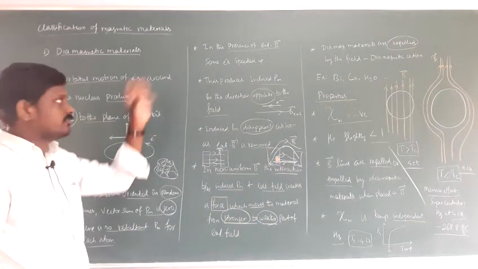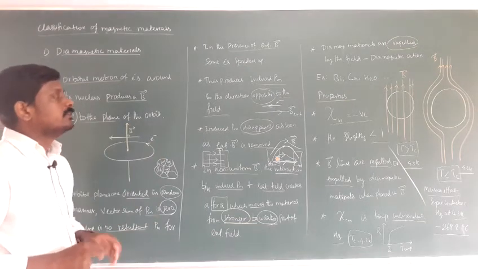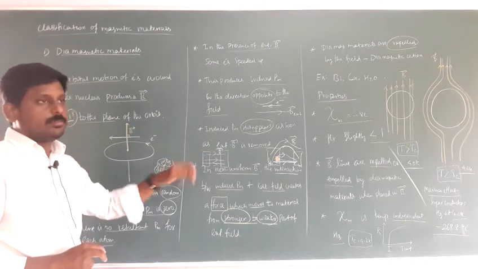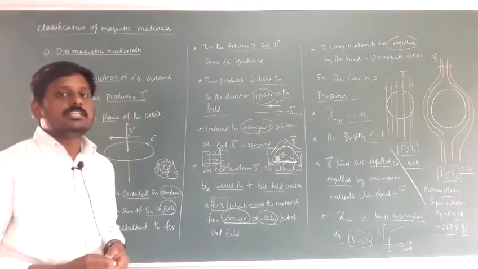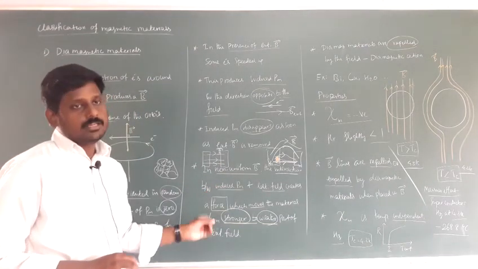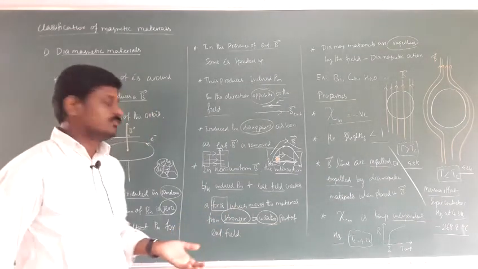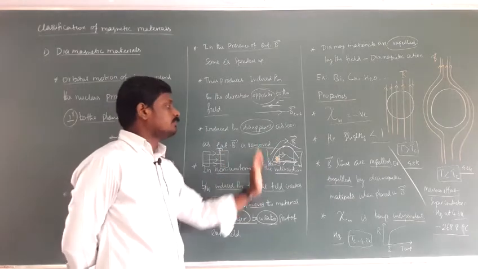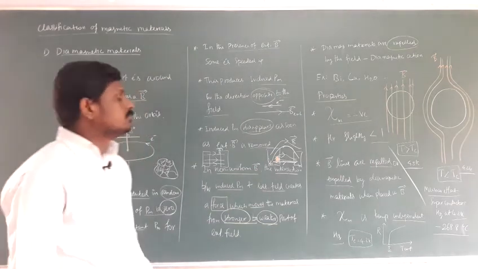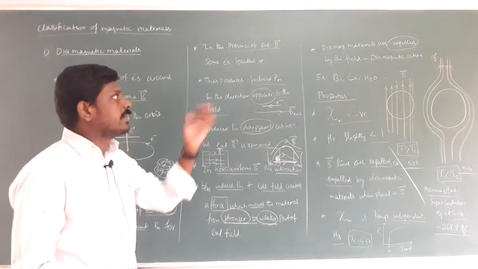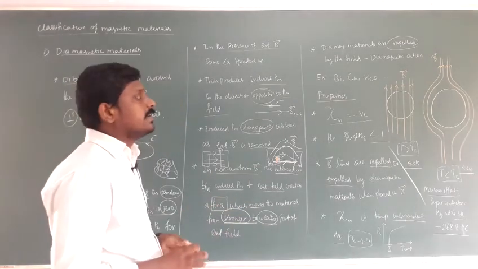If you place it in a uniform magnetic field, what will happen? There is a production of induced magnetic moment, but if we remove the external magnetic field, the induced magnetic moment disappears. But if you place the same material in a non-uniform magnetic field, there is an interaction between the induced magnetic moment and the external field. It creates a force that pushes the material from the stronger to the weaker part of the external magnetic field. So diamagnetic materials are repelled by the field. This action is called diamagnetic action.